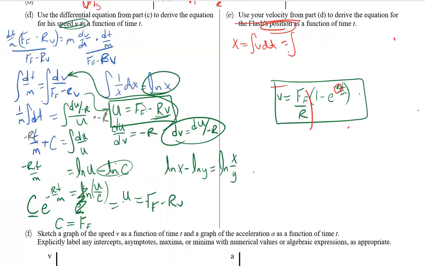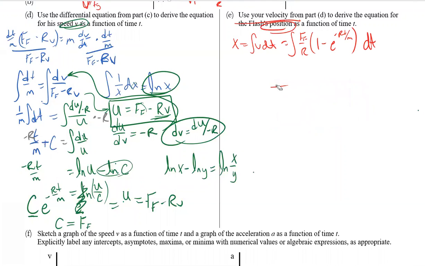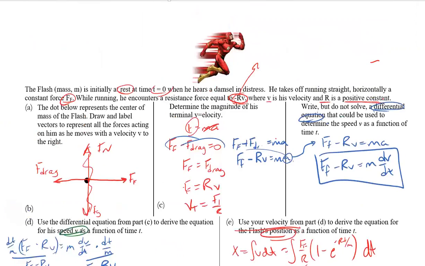So I can integrate this equation that's down here, the F over R times 1 minus e to the negative RT over m, with respect to time. This F over R is not dependent on the time, so I can pull it out of the integral. It's a constant. So I'm going to distribute my integral to these two terms: the integral of 1 dt minus the integral of e to the negative RT over m dt.